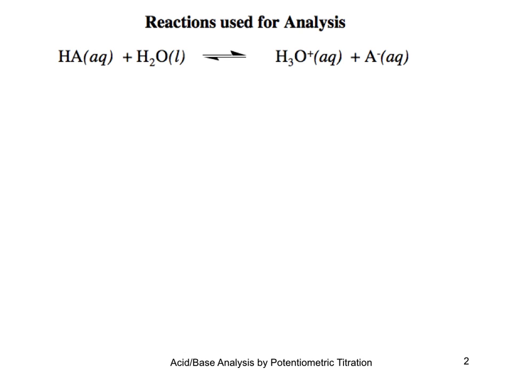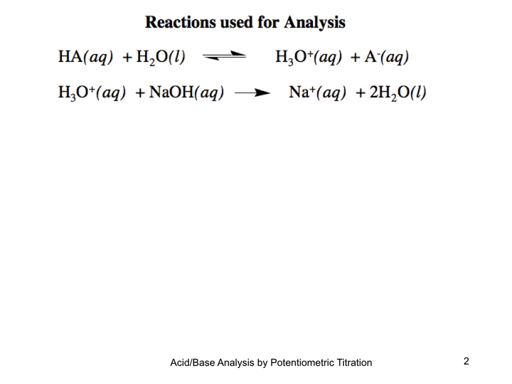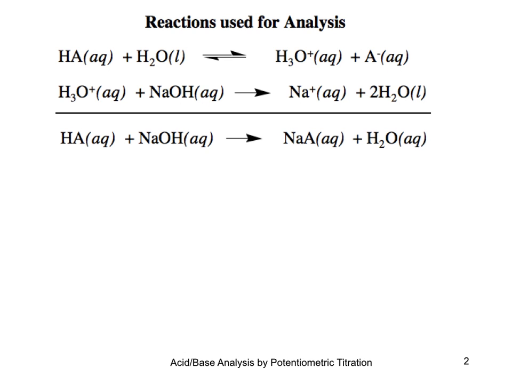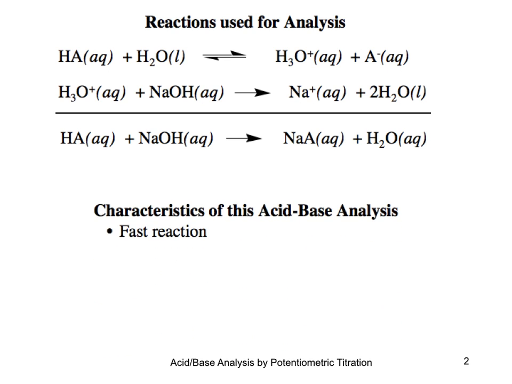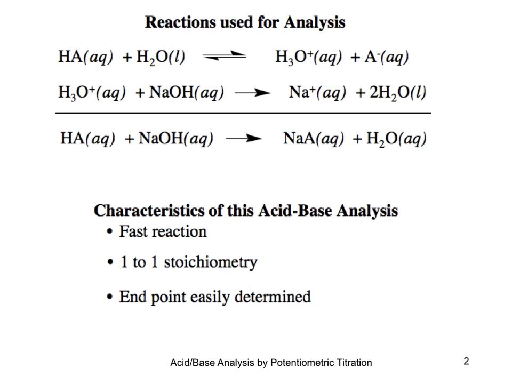You will be titrating an unknown monoprotic organic acid. When the weak acid is dissolved in water, H3O+ and A- is produced. As you slowly add base, the NaOH will completely react with the H3O+ to form Na+ and water. When adding these two reactions together, we see that when a weak acid reacts with a strong base, a salt and water are produced. The characteristics of this particular acid-base reaction is that it is a fast reaction, it has 1-to-1 stoichiometry, and the endpoint is easily determined.